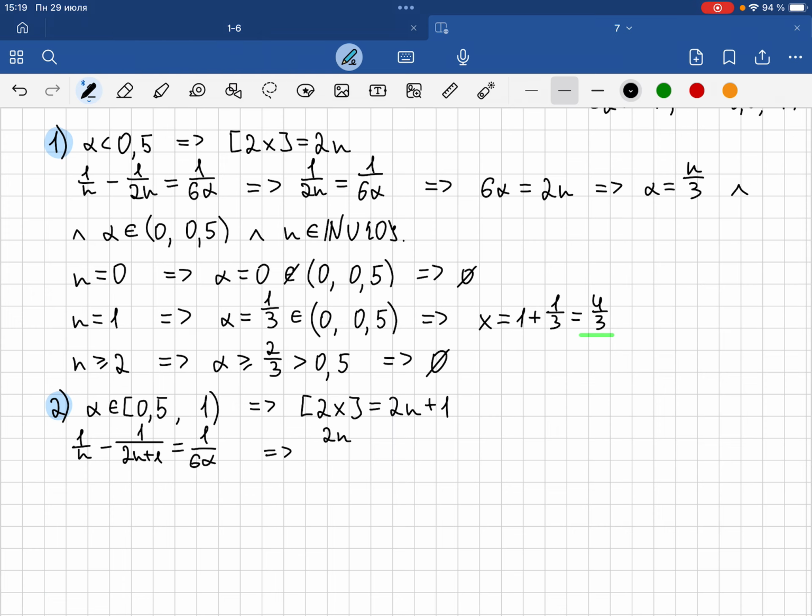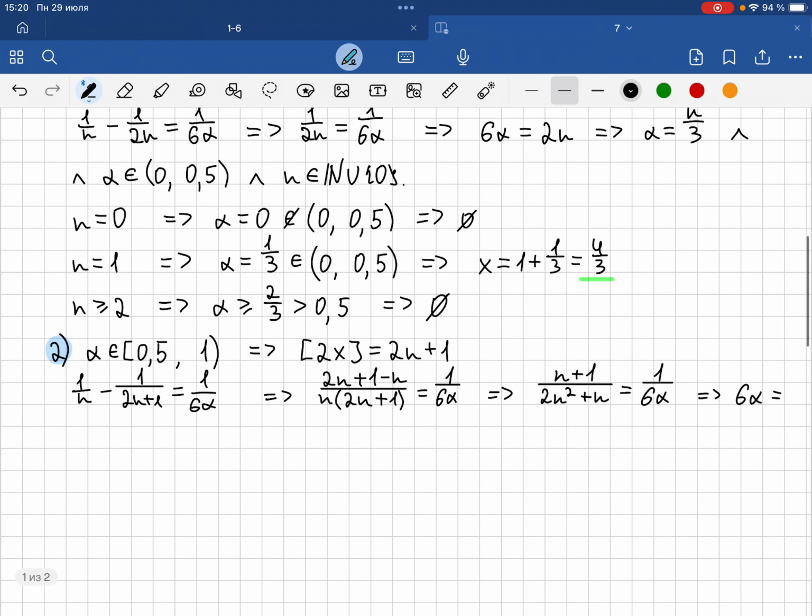So (2n plus 1 minus n) divided by n multiplied by (2n plus 1) is equal to 1 divided by 6 alpha. Consequently, we have (n plus 1) divided by (2n squared plus n) is equal to 1/6 alpha. So 6 alpha equals (2n squared plus n) divided by (n plus 1).